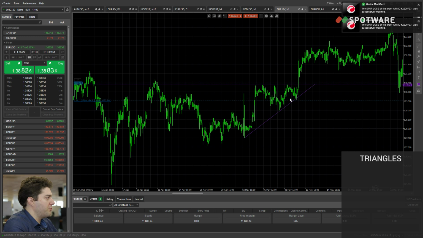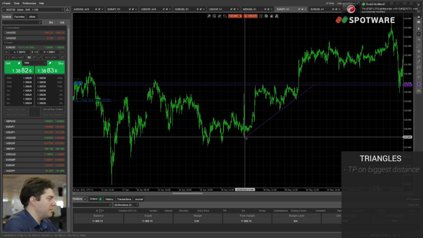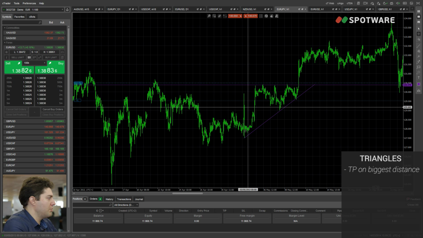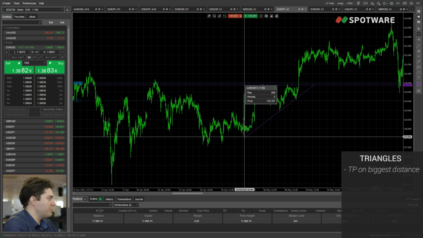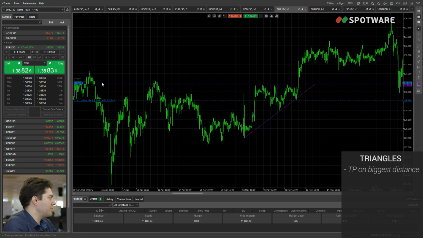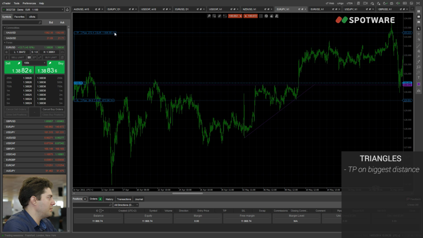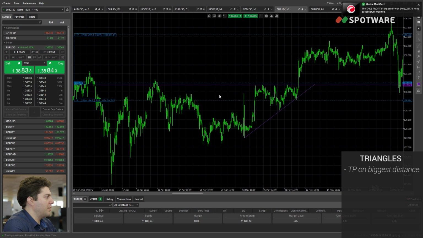Below the previous swing is the best stop loss. Your target should be the biggest distance between these two lines. So if we measure this distance, it's 280 pips. You can put 260 just to make sure. So this is a trade that you will make with an ascending triangle.